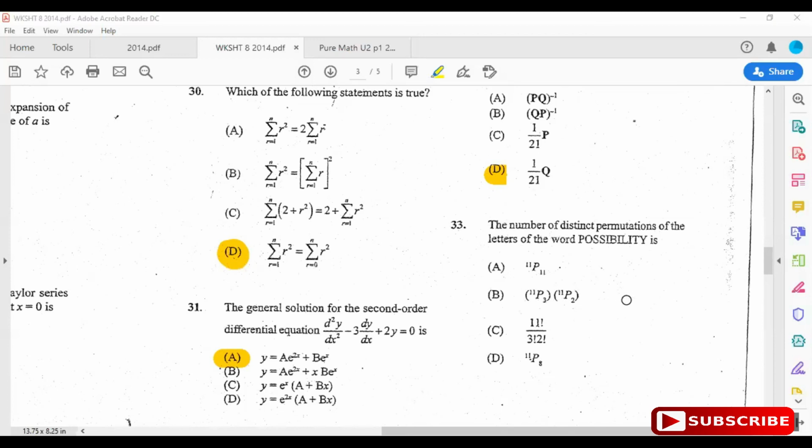All right, question 33. Question 33 asks for the number of distinct permutations of the letters of the word possibility. What's the answer?